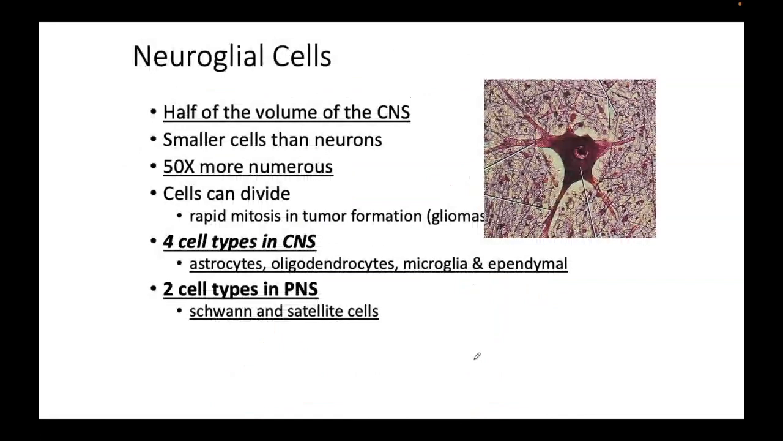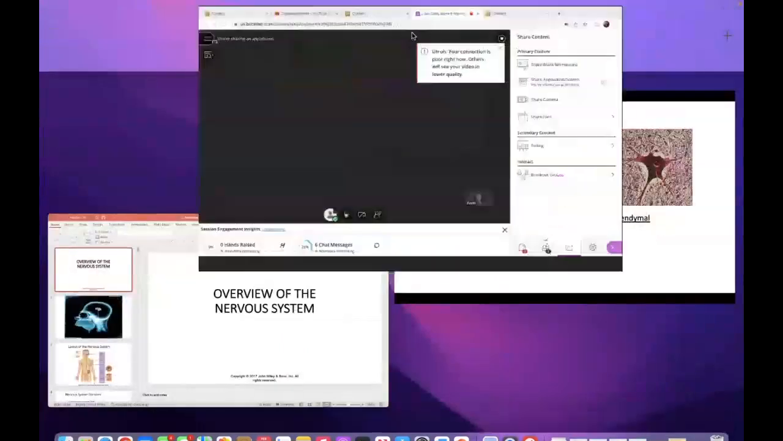Good place to take a break. When we come back, we'll get into the neuroglial cells.